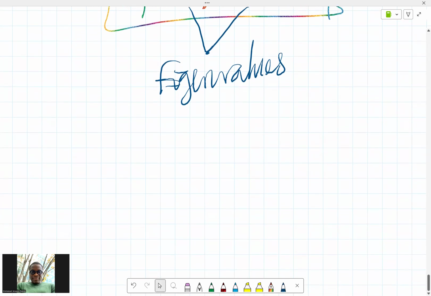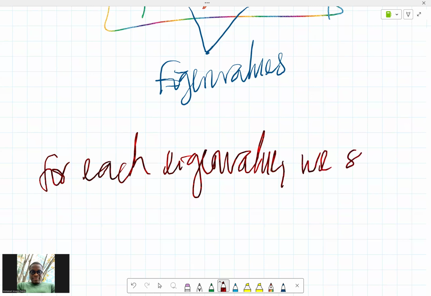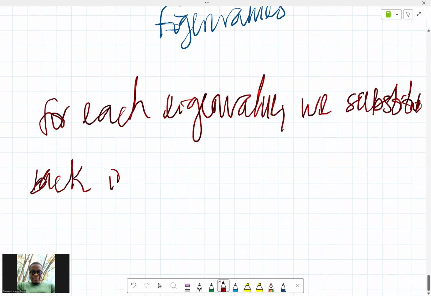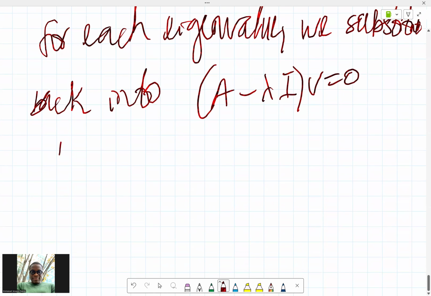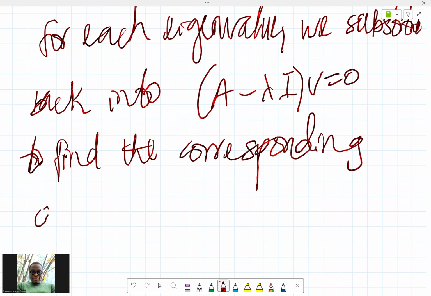Now, it's important to know that for each eigenvalue, we substitute back into (A minus lambda I) v equals 0 to find the corresponding eigenvectors.